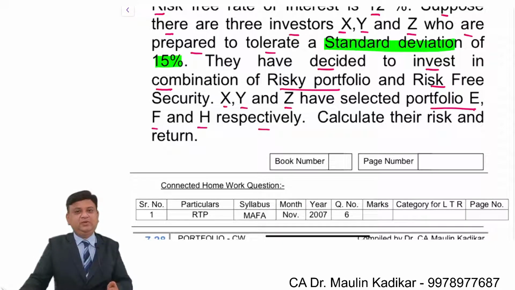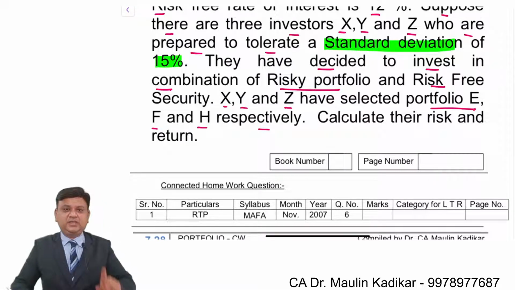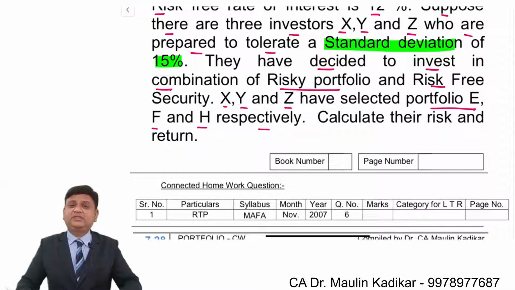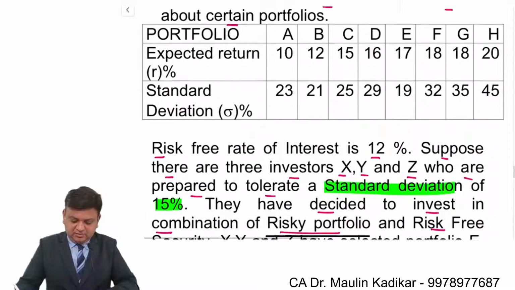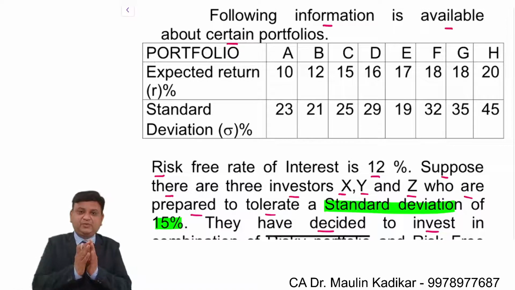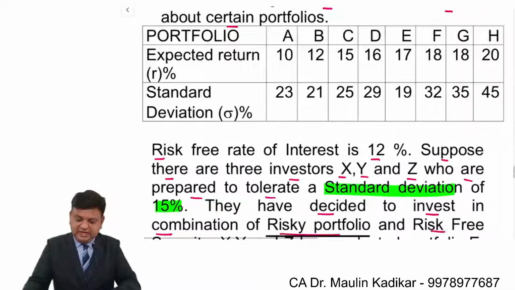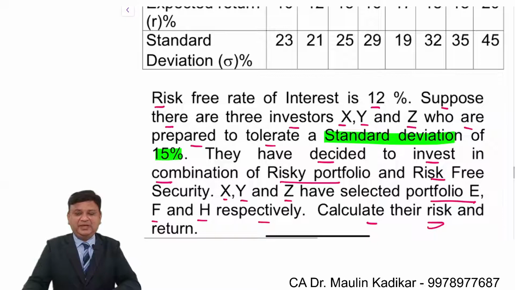So Mr. X will invest in E and RF. Mr. Y will invest in F and RF, and Mr. Z will invest in H and RF. Calculate their risk and return. So we are required to make the computation that say if at all they make investment in such a combination, what is the return of that portfolio? As far as risk is concerned, that we have already been given as 15%.